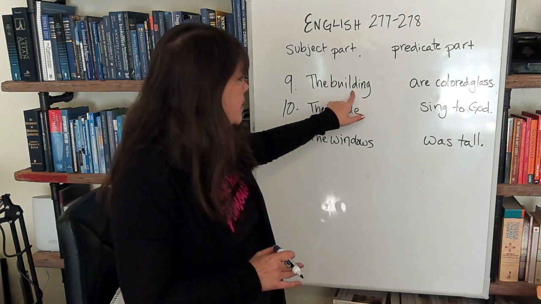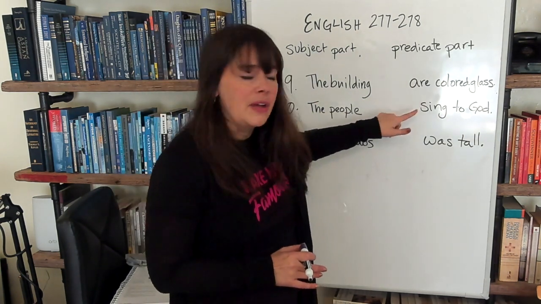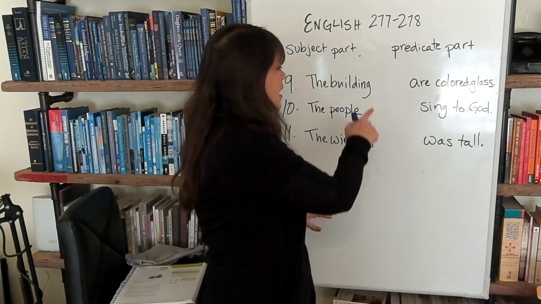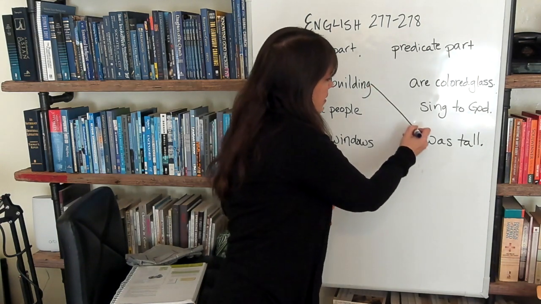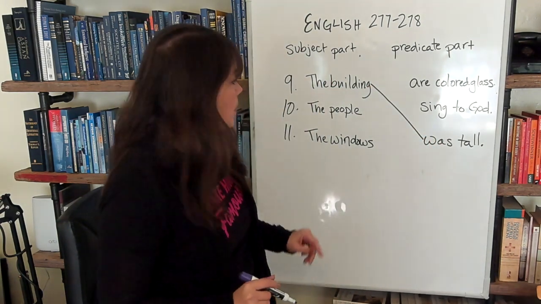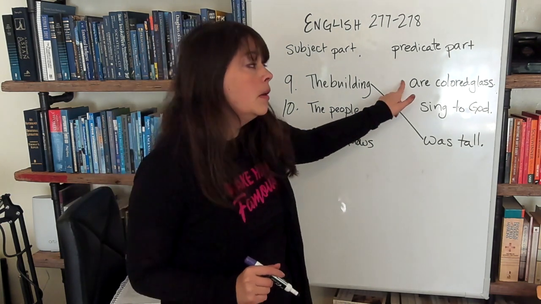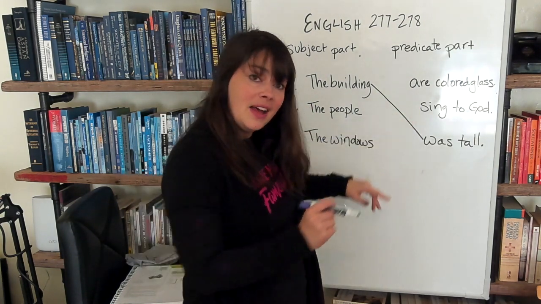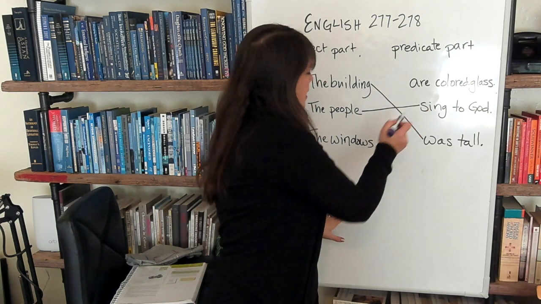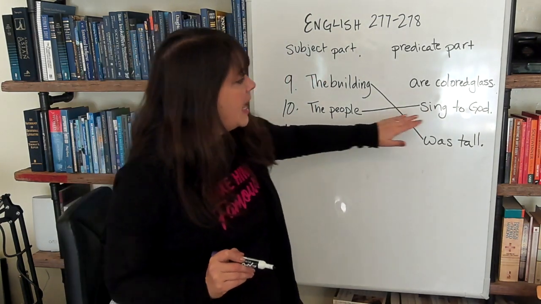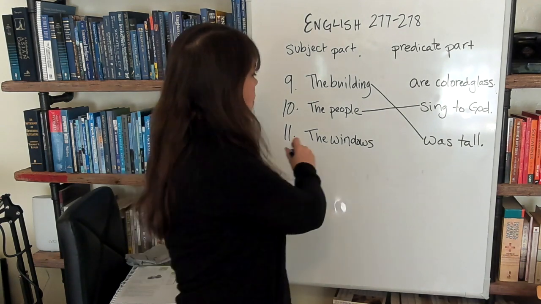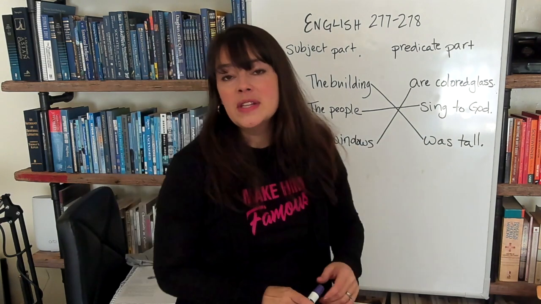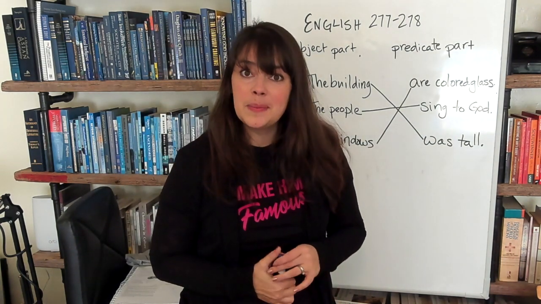The building, are colored glass? No, that doesn't sound right. The building, sing to God? No, that doesn't make sense. How about the building was tall? That makes sense. So we'll connect those two, all right? The people, are colored glass? No. The people sing to God. Yes, that makes sense. The people is the subject part, and sing to God is the predicate part. The windows are colored glass. All right, so that's one section of your worksheet. That's the kind of stuff you're going to be doing, okay?